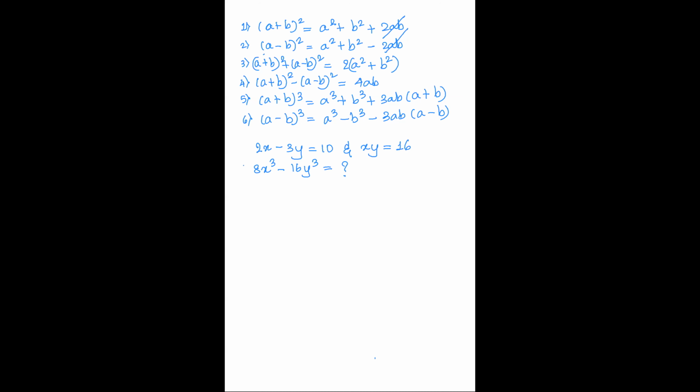Okay, students. 2x minus 3y equals 10 and xy equals 16. We have to find the value of 8x cubed minus 16y cubed. Tell me, students, कौन सा formula use करेंगे? Out of the 6 formulas, we're going to go with the 6th one. Yes, students, you're correct. We're going to use the 6th one because you see 8x cubed, that is the cube of 2x. One second, it's not 16. One second, students, I just want to check the question. It is not 16, it is 27. This is 27.